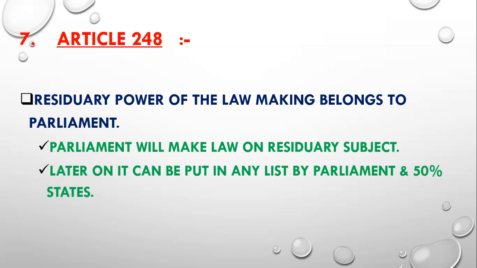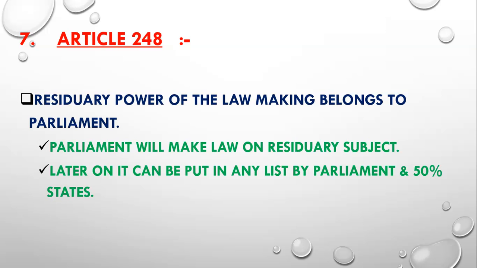There are 3 lists: union list, concurrent list and state list. Parliament is authorized to make law on the union list. State legislatures can make law on the state list, and Parliament and state legislatures both can make law on the concurrent list. But friends, what is the residuary list? Residuary subjects are those subjects which are not included in the union list, state list or concurrent list.